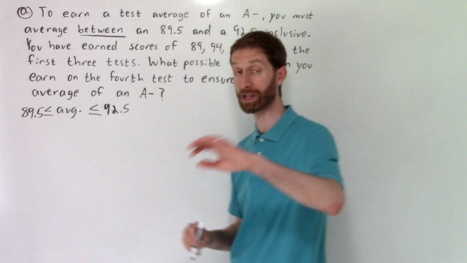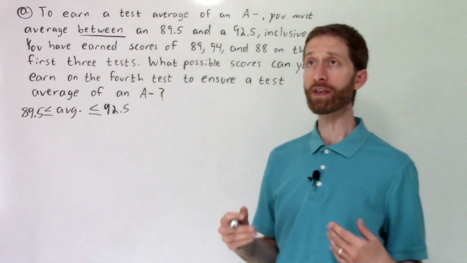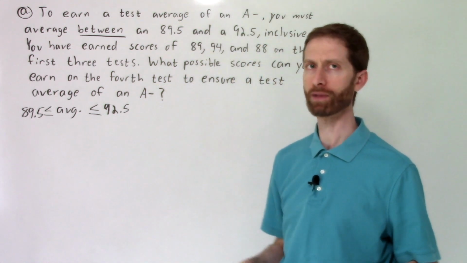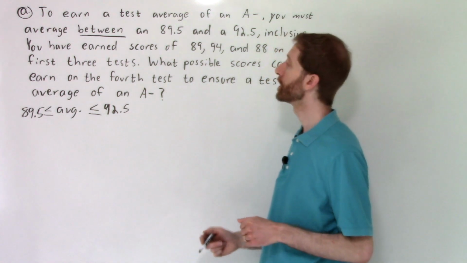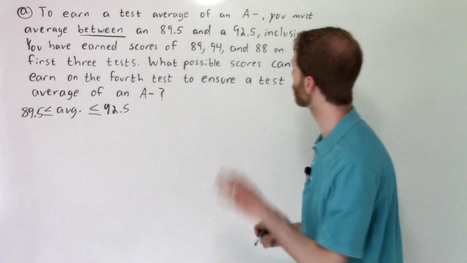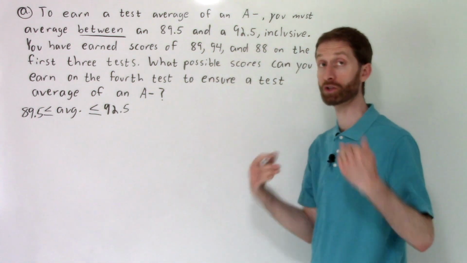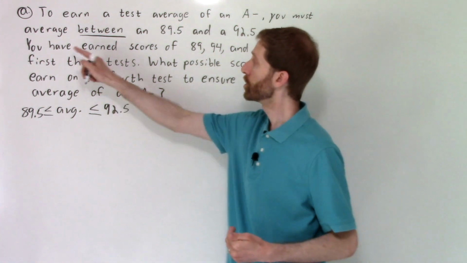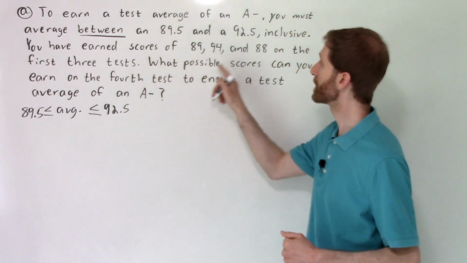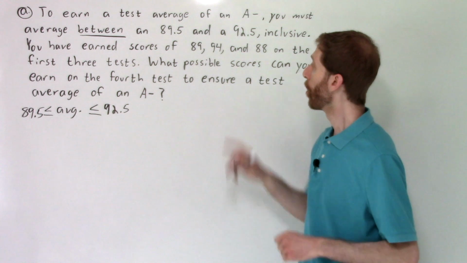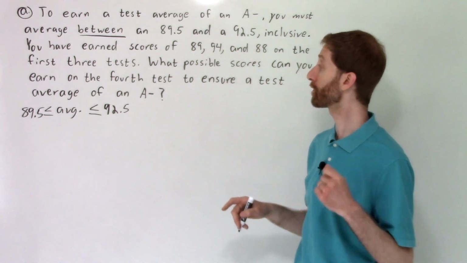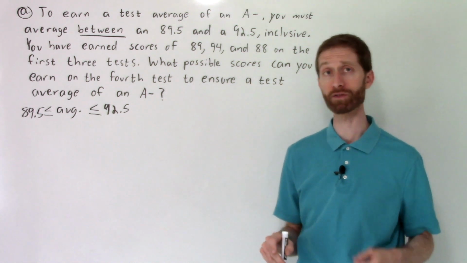So don't wait to read the entire word problem and then say, well, this is the kind of problem where I do this. Translate it. The words will make the math come alive. So great, we've translated as we've read, we're feeling a little better, we're done with that sentence, we don't need to reread it. Here's the next sentence. You have earned scores of 89, 94, and 88 on the first three tests. Okay. What possible scores can you earn on the fourth test to ensure a test average of an A-?